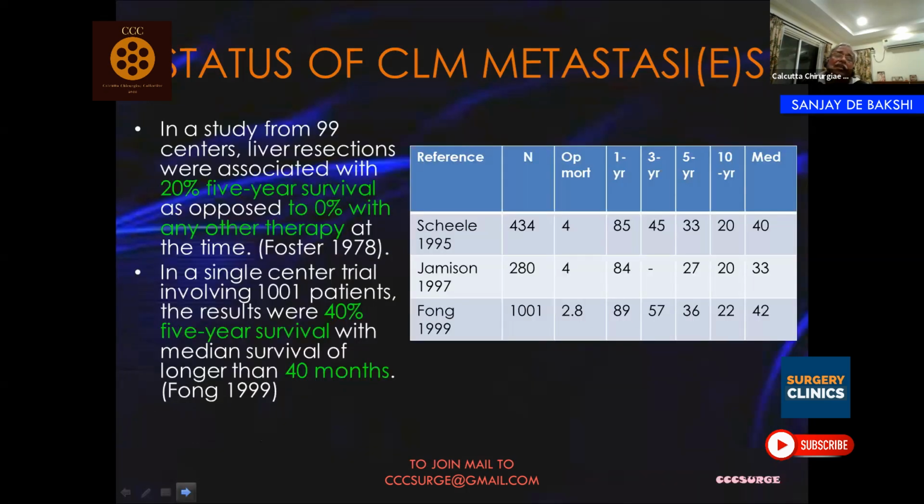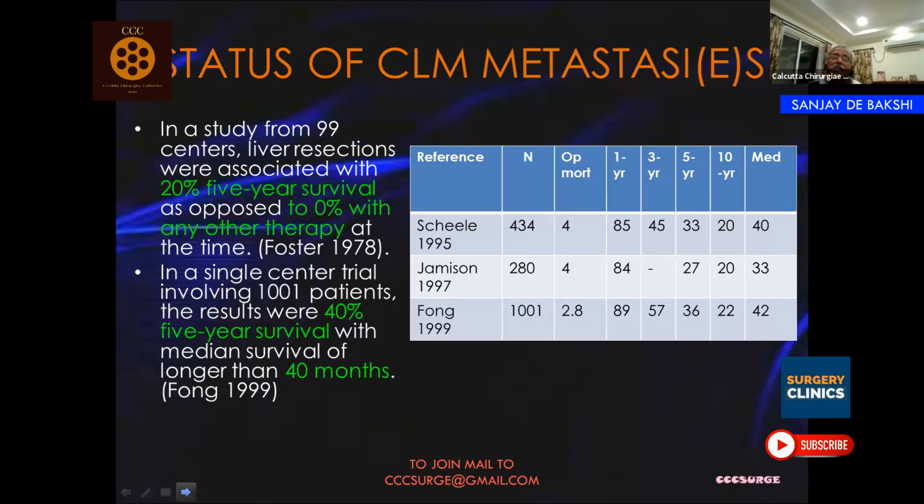So in a study from 99 centers, liver resection was associated with 20% 5-year survival, as opposed to 0 with any other therapy, ablation, radiofrequency, alcohol, whatever. In a single center trial involving 1,001 patients, the result was 40% 5-year survival, principally by Fong at MSKCC, with median survival of longer than 40 months. He had a great fight going with the famous Bloomgard. They couldn't see eye to eye, though they were in the same department, but there we are.